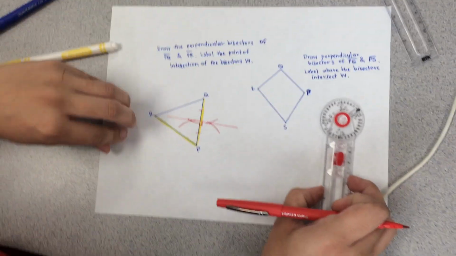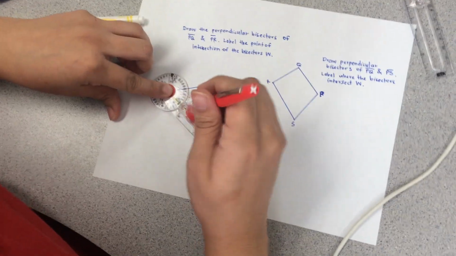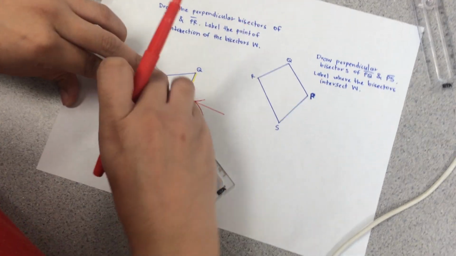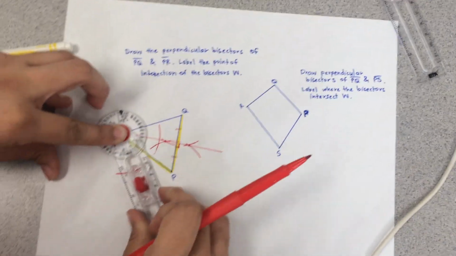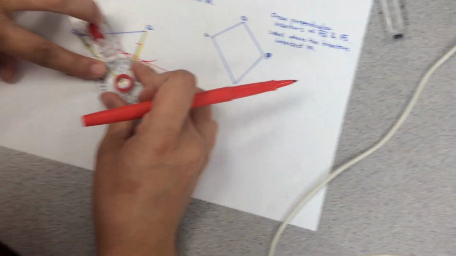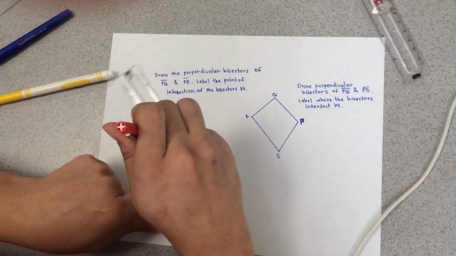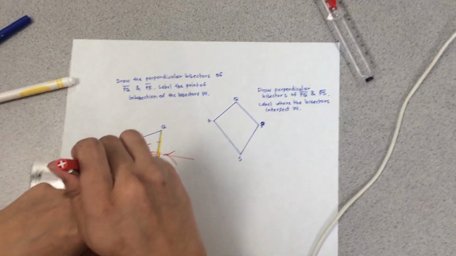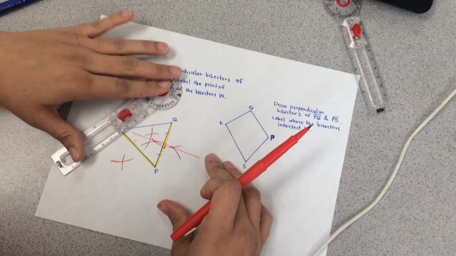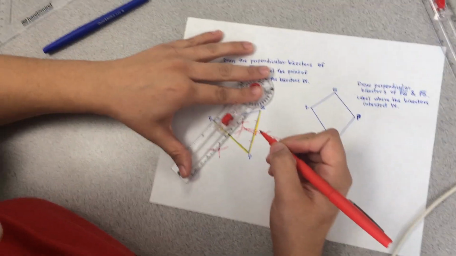All right, they asked us to make the same thing on PR. So I'm going to center it on R and create an arc. Well, that's not going to be long enough, so I'm going to spread it out a tiny bit. Create an arc this way and an arc this way. Switch it around, put the endpoint on P, and then create my last 2 arcs here. Okay, and once I've done that, I've got this point right here and this point right here that I need to connect.